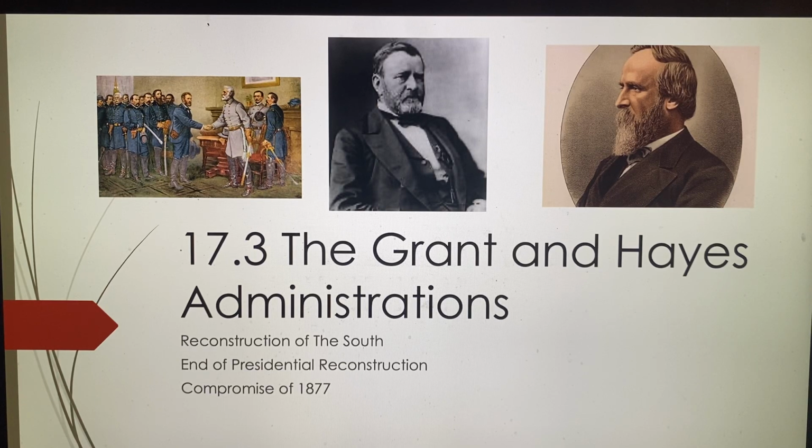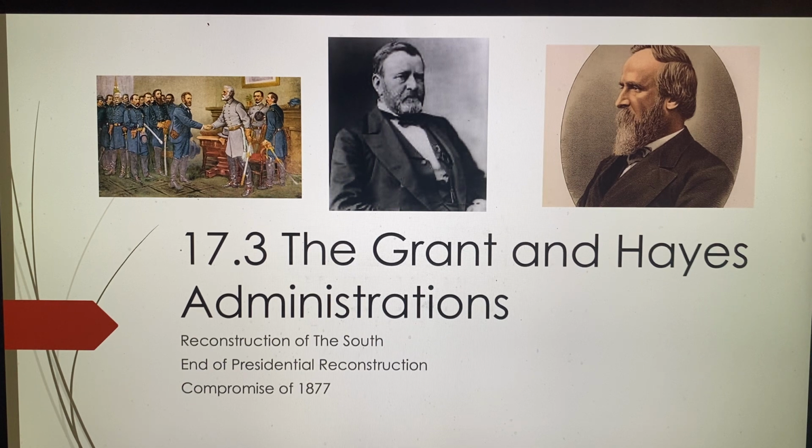We are in your United States History book, Chapter 17, Session 3. We're going to talk about President Grant and President Hayes and their administrations at this time, which was during the Reconstruction of the South, and the end of presidential Reconstruction would go into congressional Reconstruction. Congress would take over for reconstructing the South. And there would be a Compromise of 1877, which would end the Reconstruction period. So remember that date: 1877.